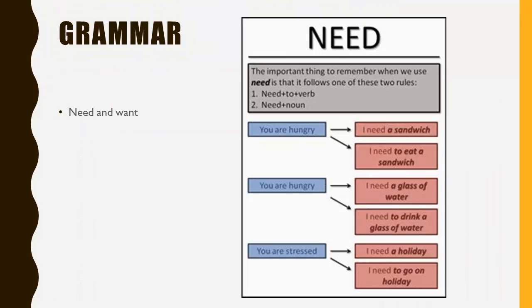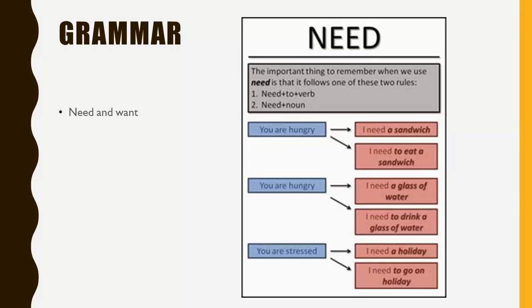In this unit, we have two verbs. We can make a comparison between need and want. Remember, when we use need, it follows one of two rules. Need plus to plus a verb. And the second rule could be need plus a noun.